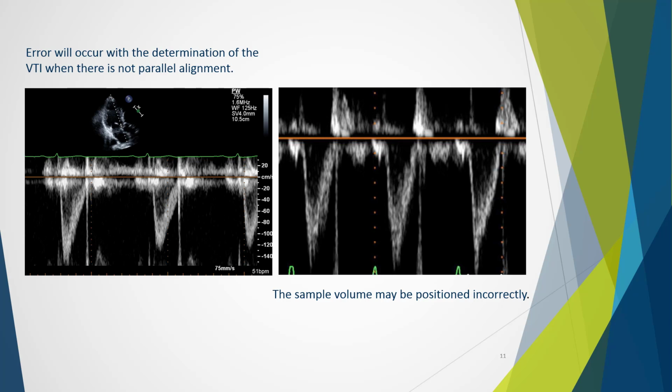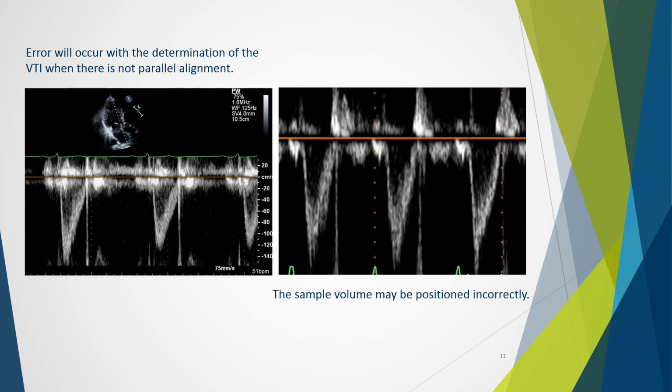Prominent errors may also occur with the determination of the velocity time integral. An ultrasound beam that does not have parallel alignment with the flow underestimates true velocities of the flow. This can be observed in the image on the left. Notice how the Doppler cursor does not align well with the aorta. So here's our cursor, and there is the aorta, and thus it has poor alignment with the LVOT.